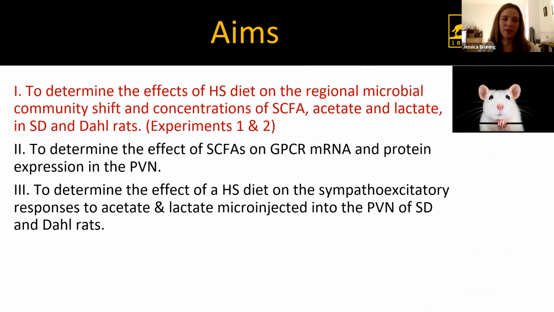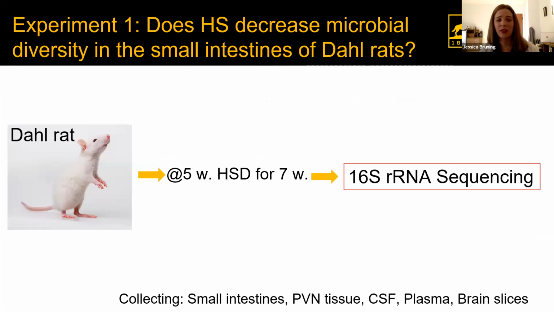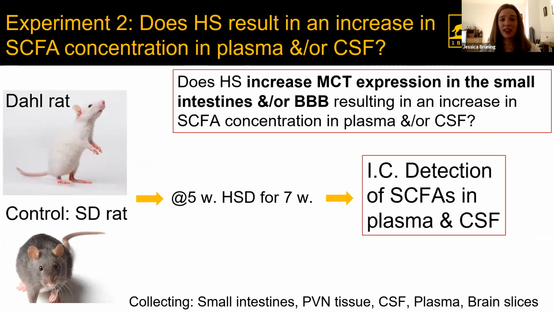And if you give me one click. So I did this in SD rats. Now I would like to do it in Dahl rats. So if you give them salt, they may or may not develop hypertension depending on their genetics. Next. And then after I determine the microbial profiling, I would like to detect short-chain fatty acid concentration shifts in animals that are normotensive and hypertensive in plasma and cerebral spinal fluid.